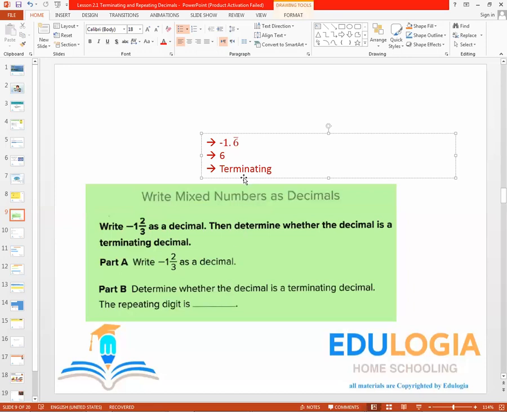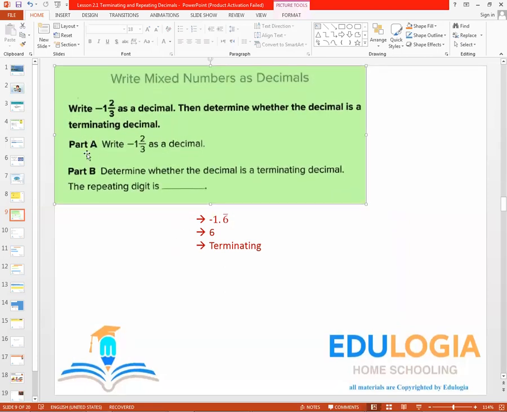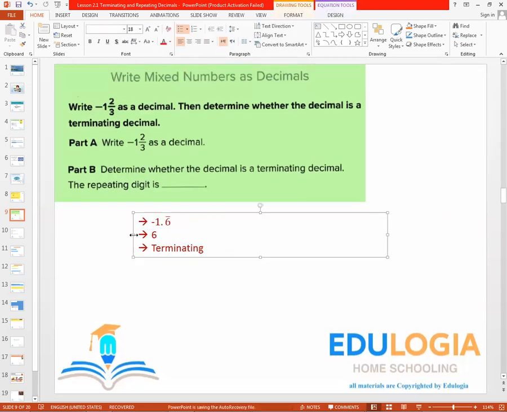He asked part A, write negative 1 and 2 over 3 as a decimal. I did it. Okay. Part B, determine whether the decimal is a terminating decimal. The repeating digit is here, it's not terminating, yes. And the repeating digit is just the 6. Okay, here I am going to repeat only 6.